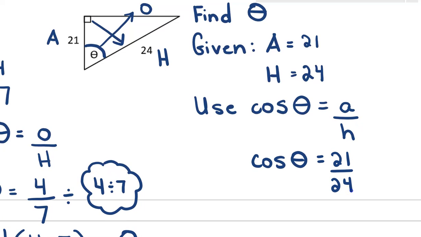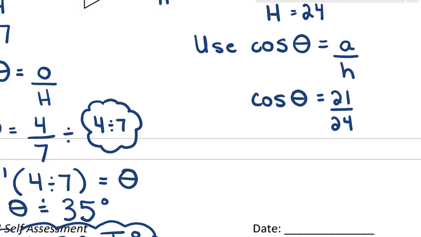And then this is the hard part. How do we find angle theta? You could divide it, but before you divide them, because you know when you divide a number, it's going to give you a smaller amount. It's going to give you a decimal, right? 21 is pretty close to 24. Do you guys agree? So it'll be close to 1, but not quite 1. I'd say maybe 0.9 something.